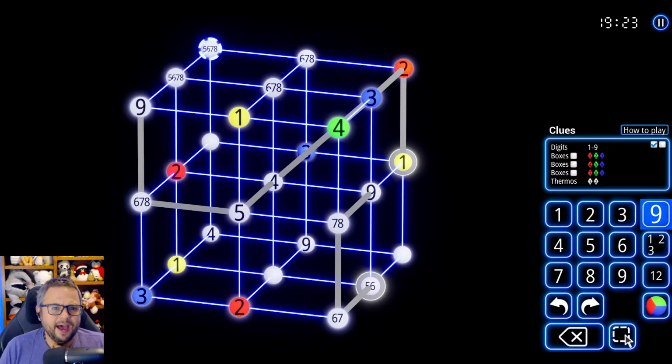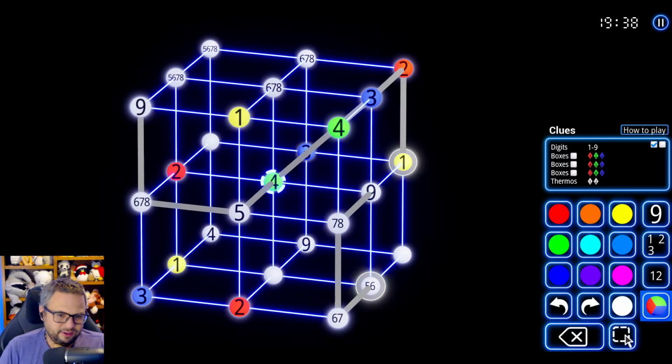Yeah, so the 5 up here is in one of these two spots. So the 5 down here is in one of these two spots. Yeah, 4s are green, that's true. There we go. Yeah, we should keep our coloring consistent.